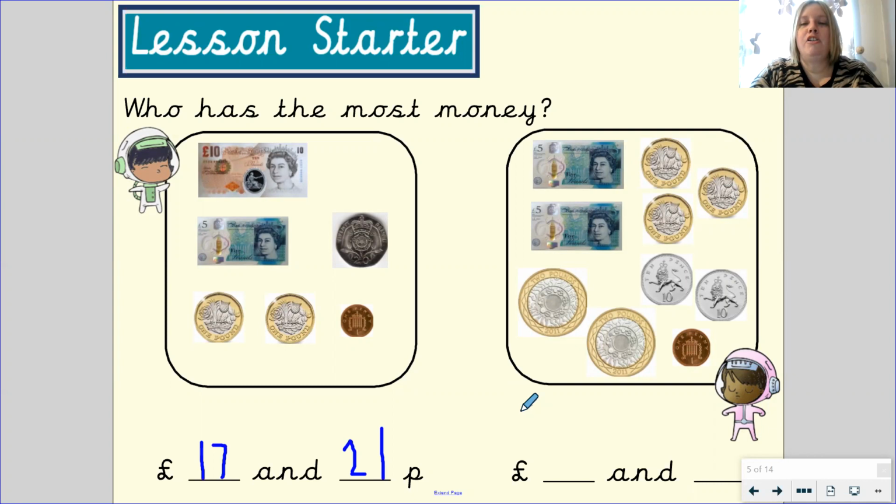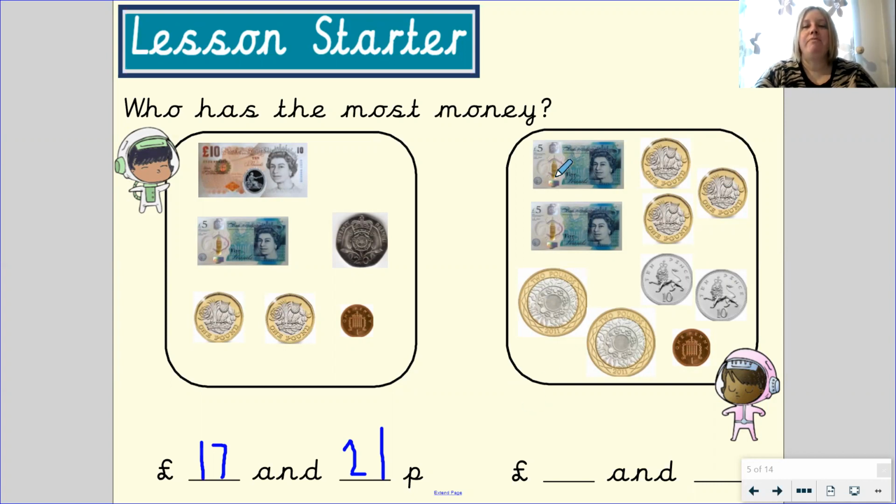Now we need to count how much money our pink astronaut has. She has 2 £5 notes. She has 2 £2 coins. She has 3 £1 coins, 2 10p coins and 1 1p coin. Remember, I start by adding my pounds together.